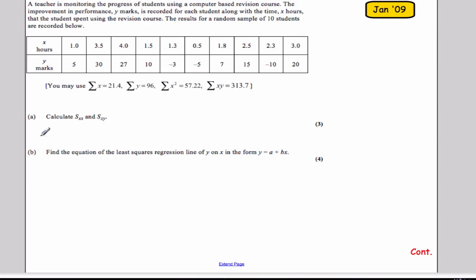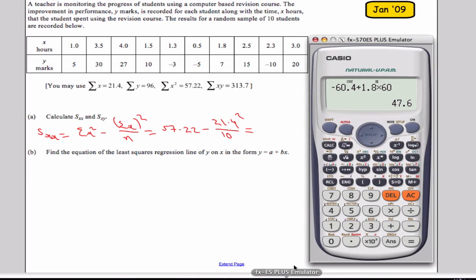Okay, so like before, we have our summary statistics here. SXX equals the sum of x squared minus the sum of x all squared divided by n. So plugging the values in, sum of x squared is 57.22, minus 21.4 squared all over n. Let's just double check again. I think it's 10. It is 10 students.